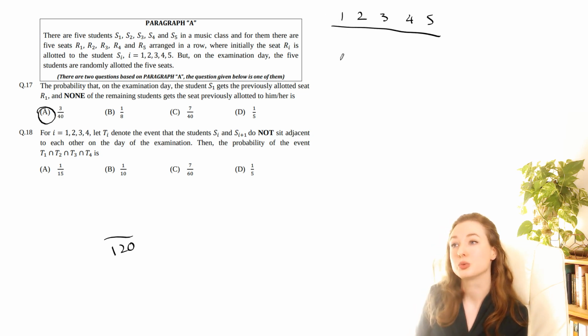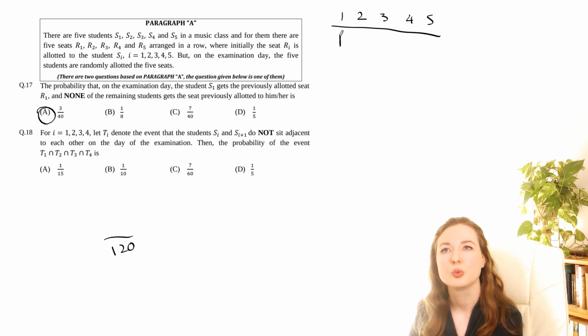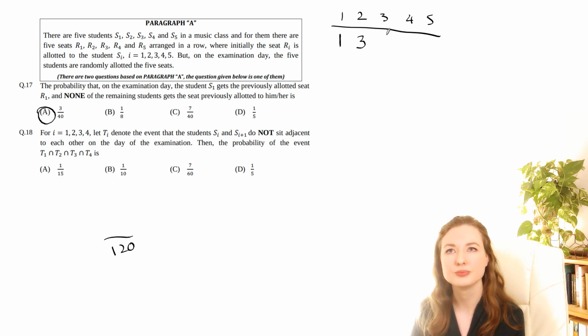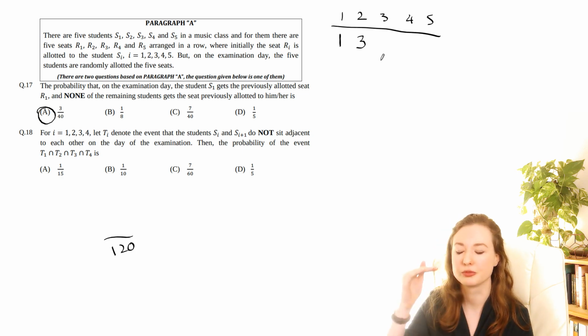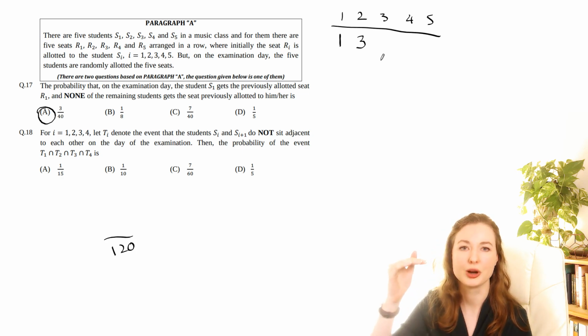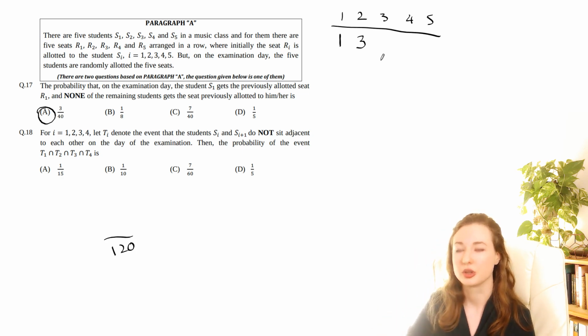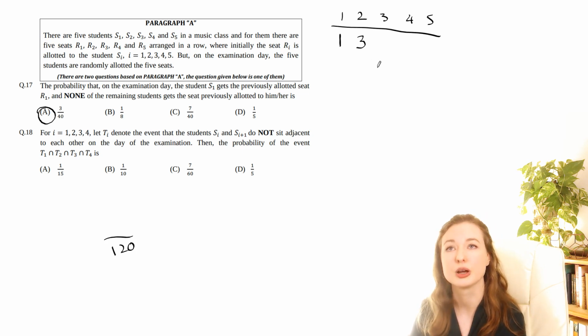What we could do is put student 1 there. And now I can't put student 2 here, because students 1 and 2 aren't allowed to sit next to each other. So I could put student 3 here. Again, I'm going to be listing them from smallest numerical value to largest, so that I can be sure that I get every single one.